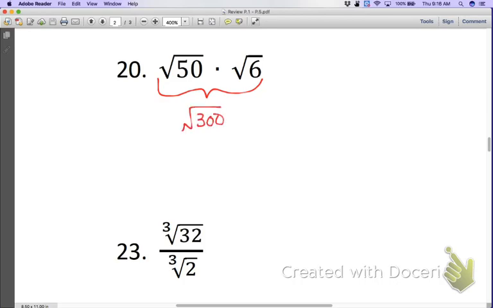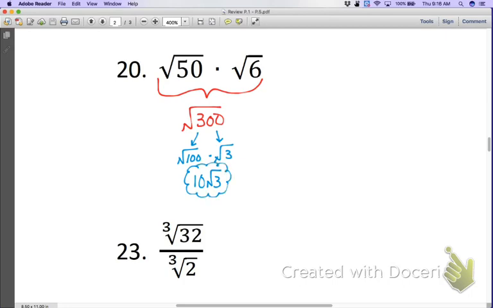I think that's a lot easier to simplify out, because what is the highest perfect square that I can factor out of 300? 100, right? So then I can just go square root of 100 times the square root of 3 and have 10 square root of 3 and call it good.